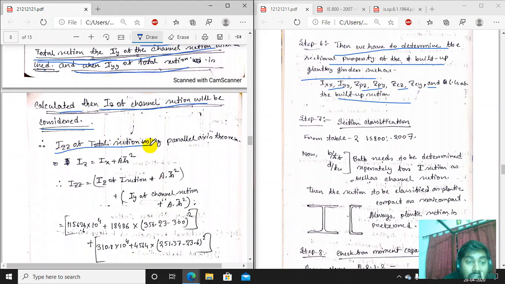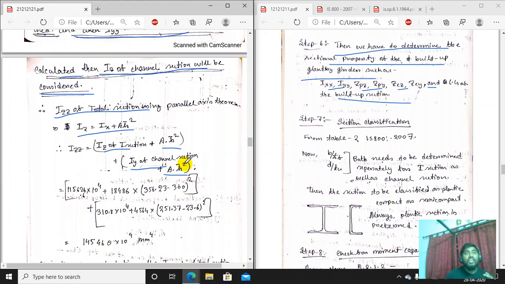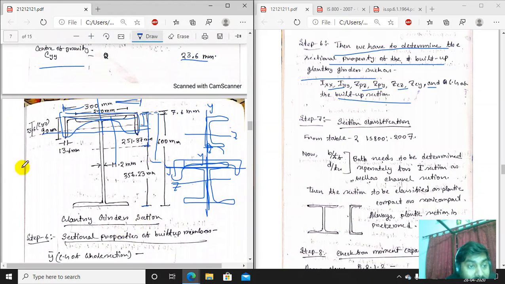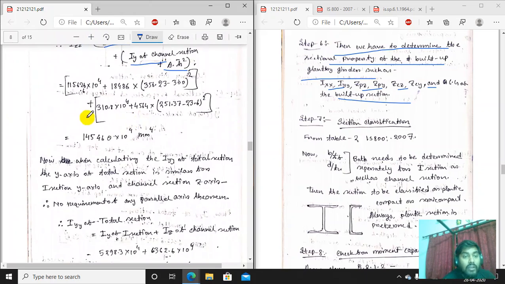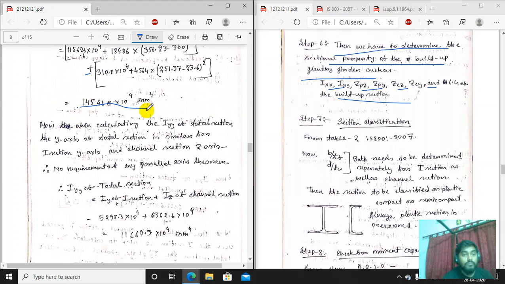IZZ of the total section, the formula is the parallel axis theorem. IZZ is equal to IZZ of the I section plus A h bar squared, IY of the channel section, that is the main thing, plus A h bar squared. H bar means the distance between the CG of the whole section and the CG of the section. So when we are determining the IZ, the IY CG will be used, that distance will be used for the channel section. Putting all the values here, we are getting the IZZ of the total section.